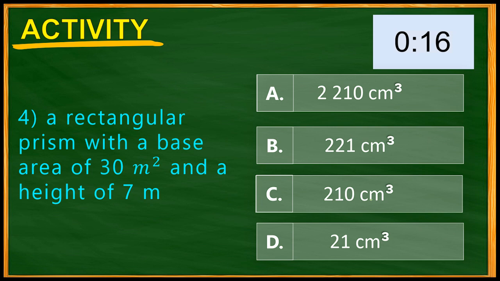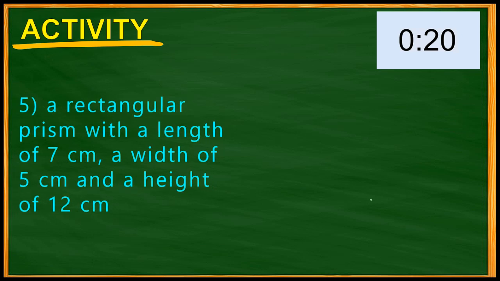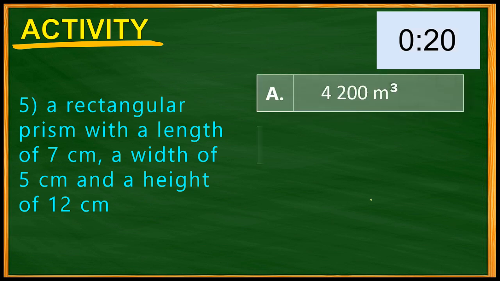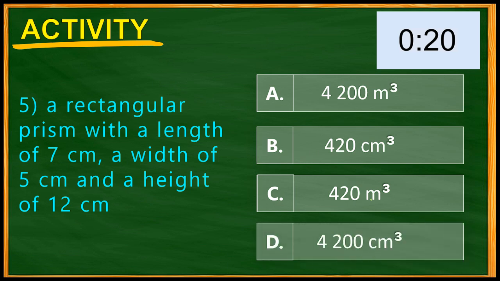Try to find the volume of this problem. Time's up. Okay, so let's reveal the answer. The answer is letter C. And then for number 5, a rectangular prism with a length of 7 centimeter, width of 5 centimeter, and the height of 12 centimeter. These are the choices: A, B, C, and D. Find the volume of this problem. Go.